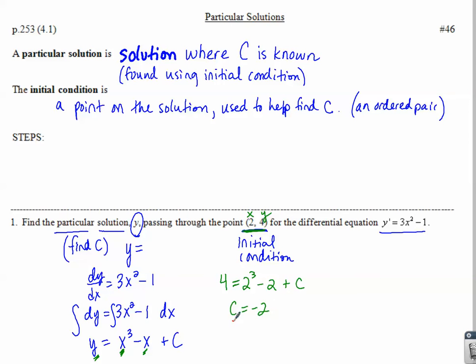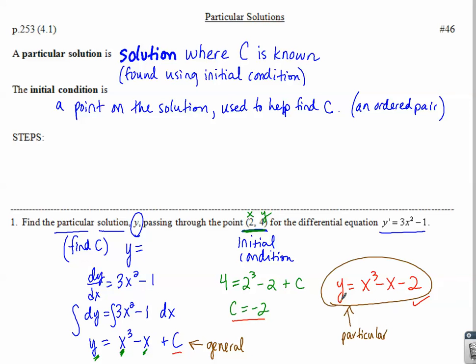Finally, I can write my answer with the c plugged back in. Y equals x cubed minus x minus 2. Particular solution because I know the C, general solution because I don't. So this one is the general solution. This one is the particular solution.